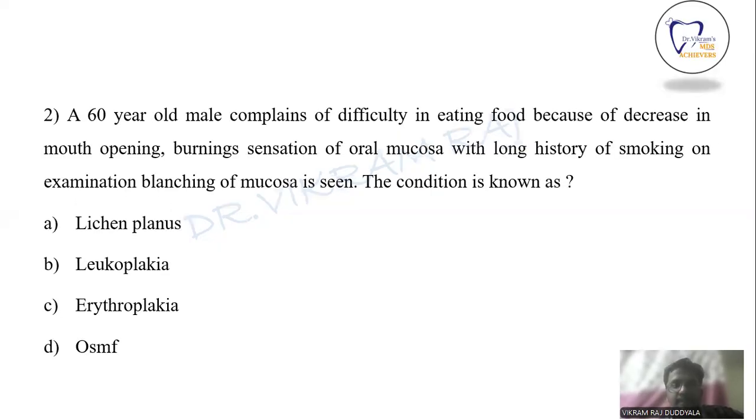The second kind of question that is going to come is a lengthy one, based on a case scenario. You can see: a 60-year-old male complains of difficulty eating food because of decreased mouth opening, burning sensation of the oral mucosa, with a long history of smoking; on examination, blanching of mucosa is seen, and this condition is known as. Here, firstly we will be getting confused and panicking, seeing this big question: am I going to answer it correctly or not? And it is going to consume much time.